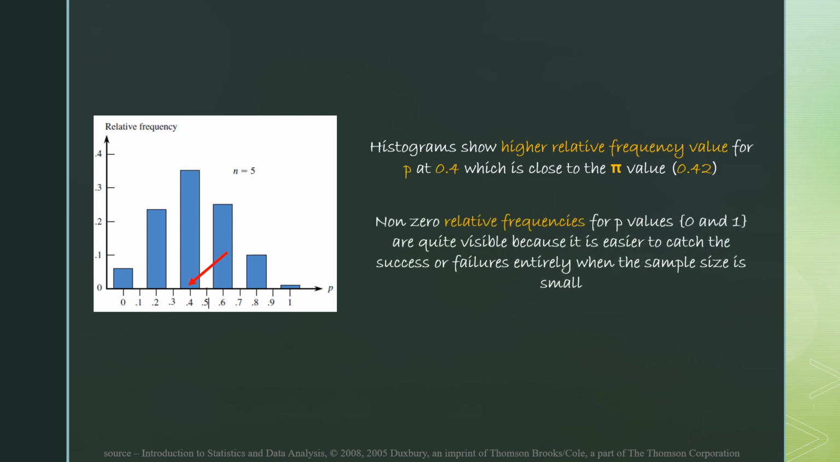Non-zero relative frequencies for p values 0 and 1 are quite visible because, given the smaller size of the sample, n equals 5, the relative frequency, that is the fraction of occurrences of all failures, p equals 0, or all successes, p equals 1, is sizable compared to the rest of the p values. In other words, it is easier to catch the successes or failures entirely when the sample size is small.